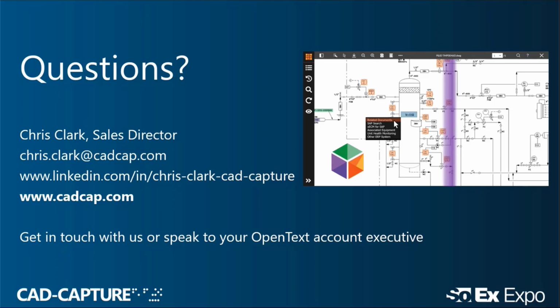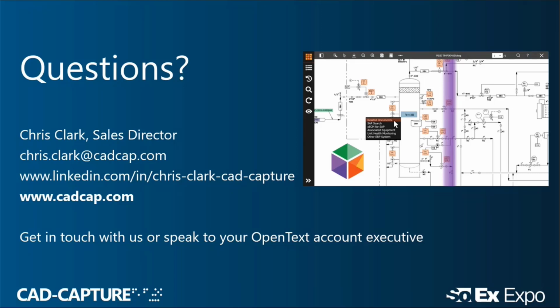Okay, and there's another question. What are the next steps? Well, as you can see, my contact details are on the screen. I'm happy to help, so please feel free to reach out. But also, if you're either a current OpenText customer or you're someone who's looking at acquiring some of the OpenText systems, you can actually access our services and our software via your OpenText account executive as well. We're on the OpenText price list, so everything you've seen today, you can purchase direct from OpenText.